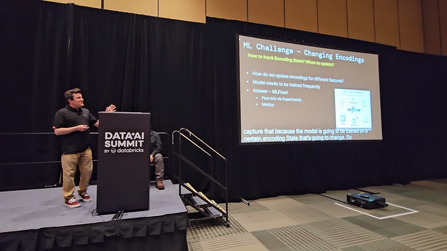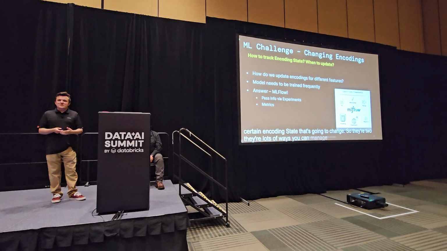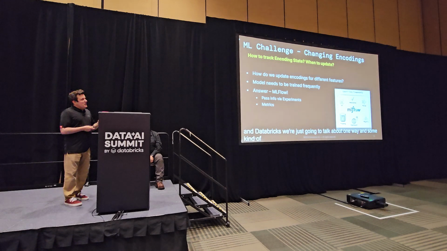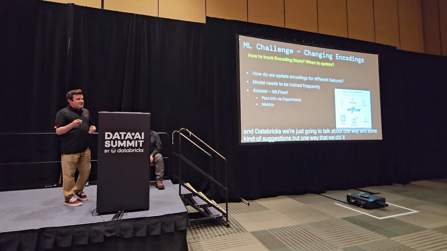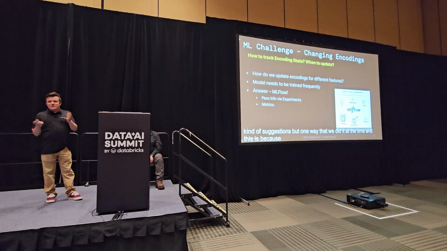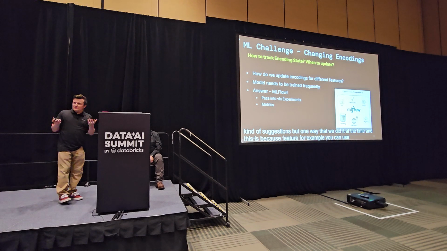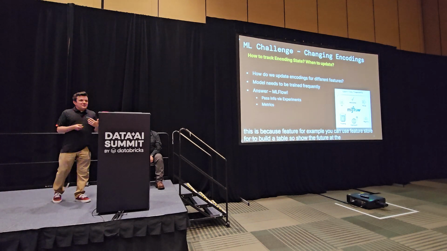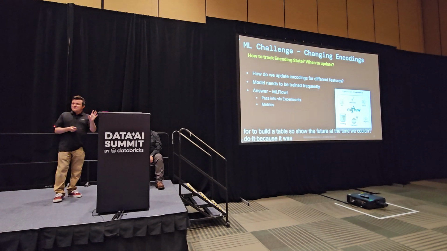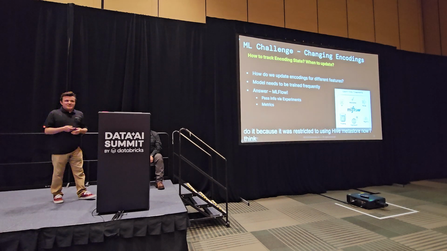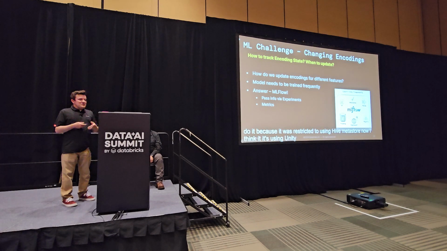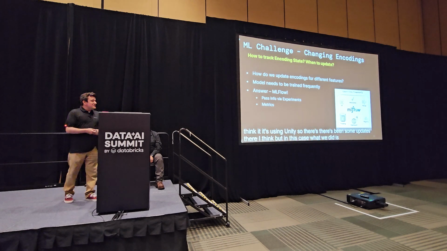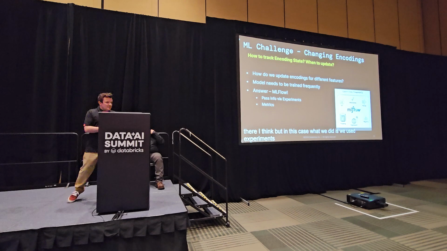So there are lots of ways you can manage encodings in Databricks. We're just going to talk about one way, some kind of suggestions. But one way that we did it at the time, and this is because, for example, you can use a feature store to build a table associated with a feature. At the time, we couldn't do it because it was restricted to using Hive Metastore. Now I think it's using Unity. So there's been some updates there, I think. But in this case, what we did is we used experiments.